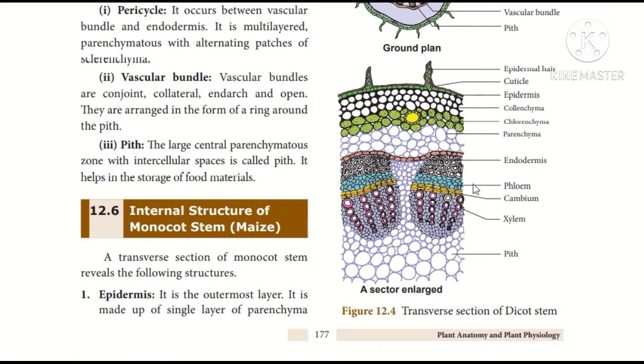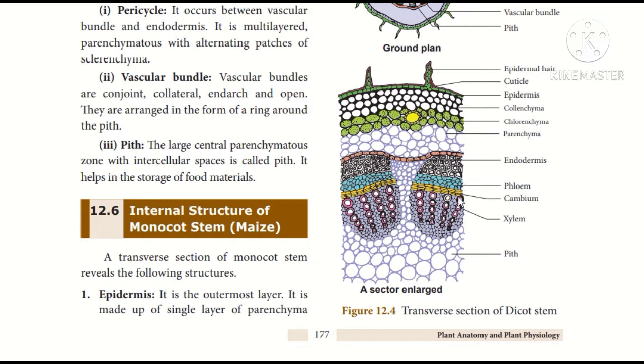The bundle cap is seen above the phloem or outside of the phloem. And what is bundle cap? Bundle refers to the vascular bundle of xylem and the phloem. And the cap refers to a layer which is made up of the sclerenchyma, and hence it is called bundle cap. So the bundle cap is made up of the sclerenchyma tissue, and it lies above or outside the phloem of the vascular bundle, and hence it is called a bundle cap.